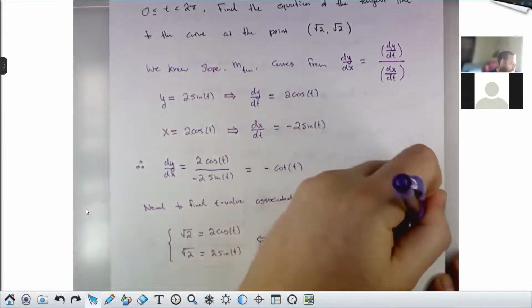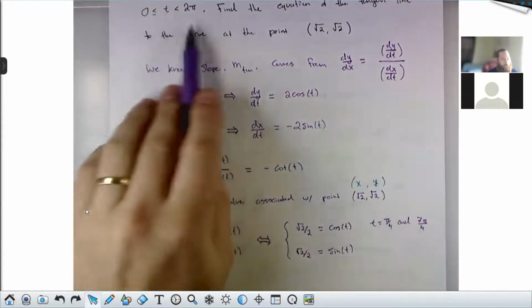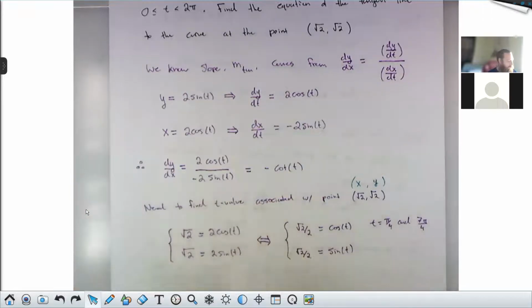And 7 pi over 4. I'm paying attention to the interval 0 to 2 pi because that's what my t interval is. So there's infinitely many solutions here if you let t go from negative infinity to infinity. But from 0 to 2 pi, these are the two solutions.